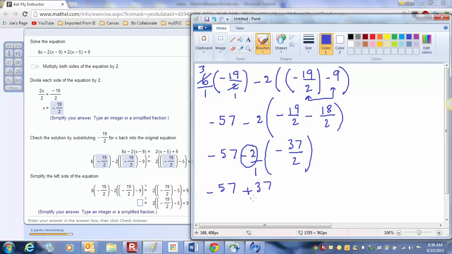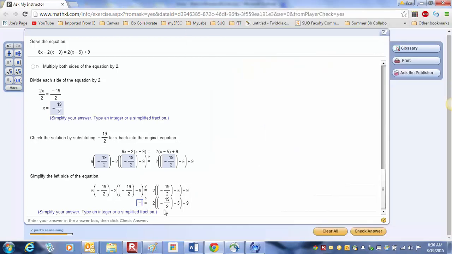And what is negative 57 plus 37? So that's a negative 20. Because these are opposite signs, you would subtract: 57 minus 37 is 20. I chose negative 20 because this is more negative. So my whole left-hand side is going to be negative 20. Let's try. Check. Good. So we did it right.